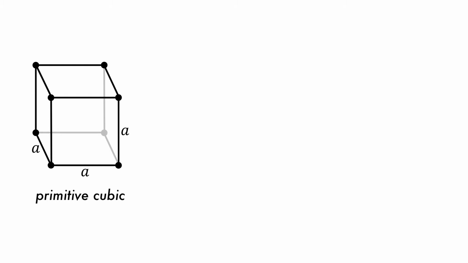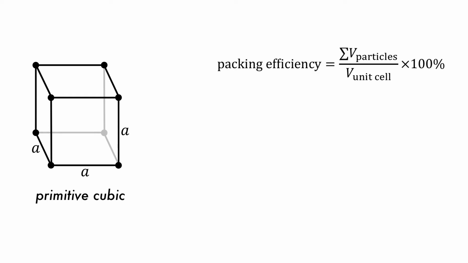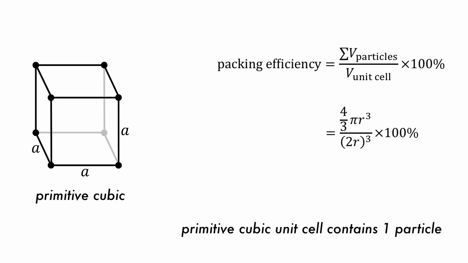One important question should be asked. What is the efficiency of packing of same size molecules in simple cubic unit cells? Packing efficiency is just the volume of the particles in the cell divided by the total volume of the unit cell. In the case of the primitive cubic, we only have one particle in the unit cell, so the volume of the particles is multiplied by 1. This gives us a packing efficiency of 52.3%. Will the efficiency change if the particles have different sizes? What do you think?